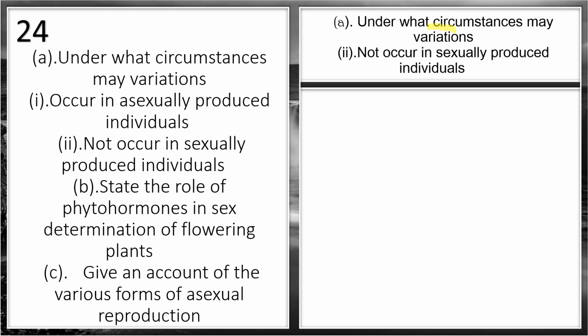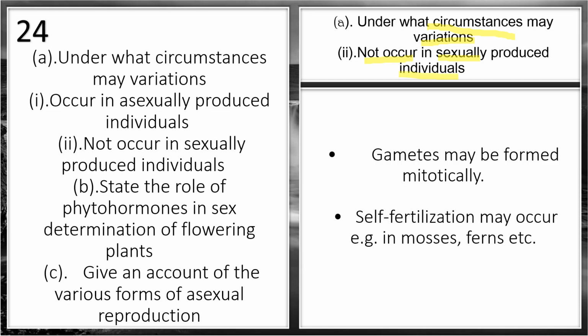Under what circumstances may variations not occur in sexually produced individuals? Firstly, gametes may be formed mitotically. Secondly, self-fertilization may occur, like in mosses, ferns, and many others.